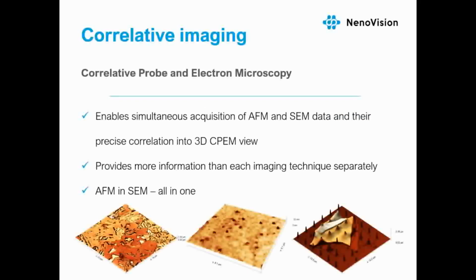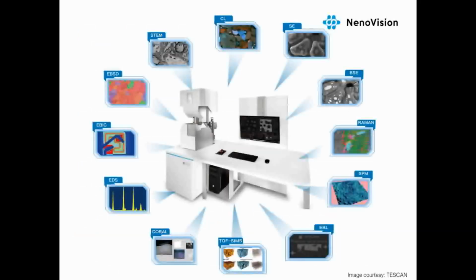Simultaneous acquisition of AFM and SEM data in the same coordinate system enables their precise correlation into one three-dimensional image, which provides more information than each imaging technique separately. And based purely on the imaging capabilities of SEM and AFM systems, the combined AFM and SEM approach really represents an all-in-one concept for comprehensive yet time-efficient sample analysis. And the goal at NenoVision is to be able to incorporate all of the SEM and AFM imaging capabilities for complete correlative analysis.